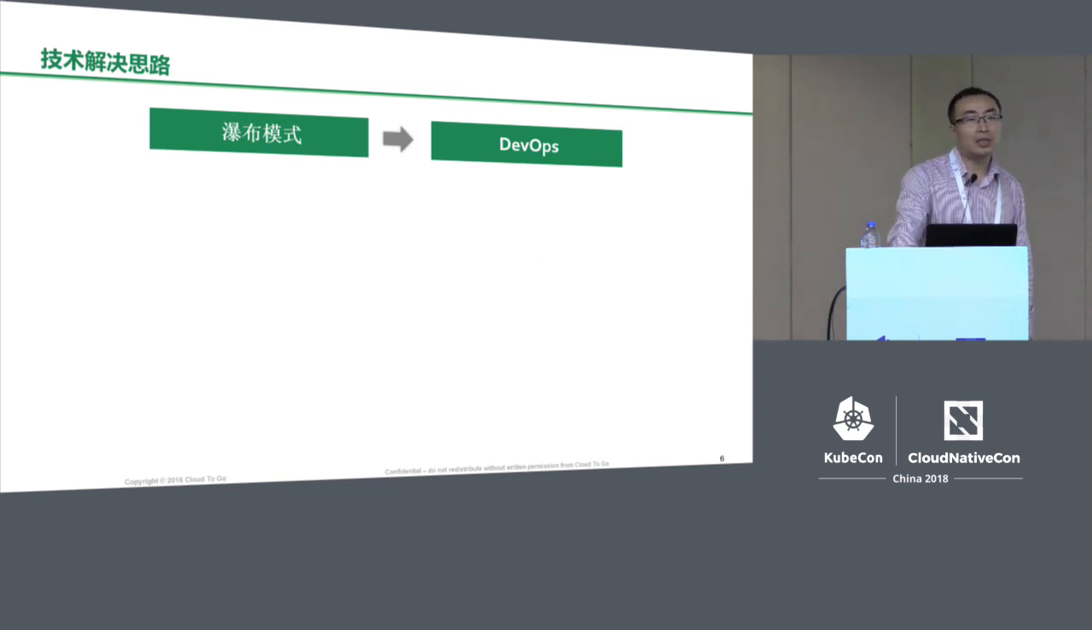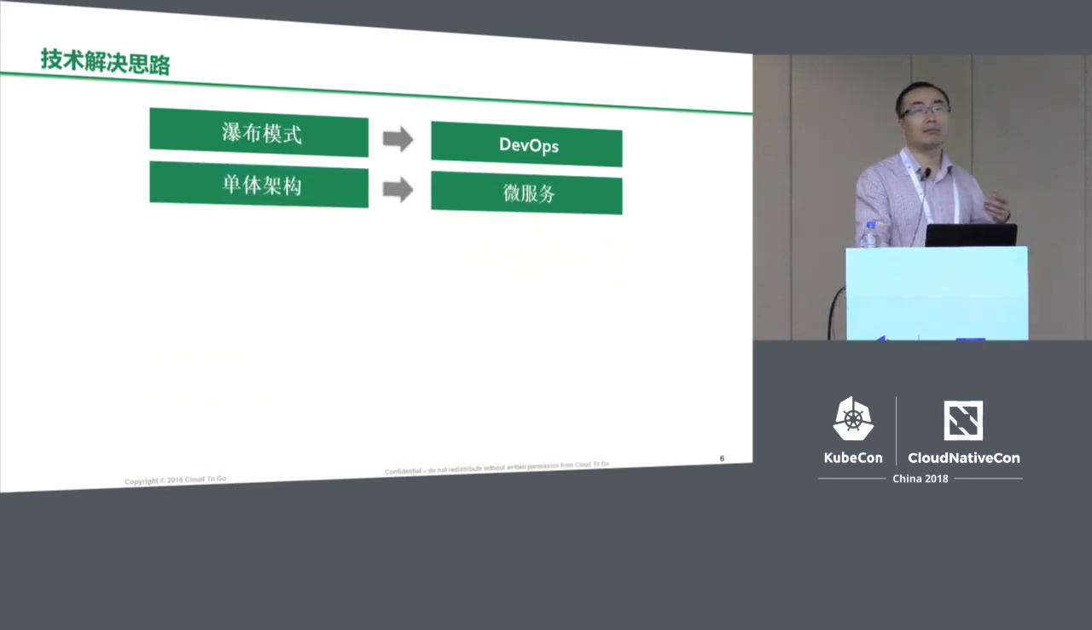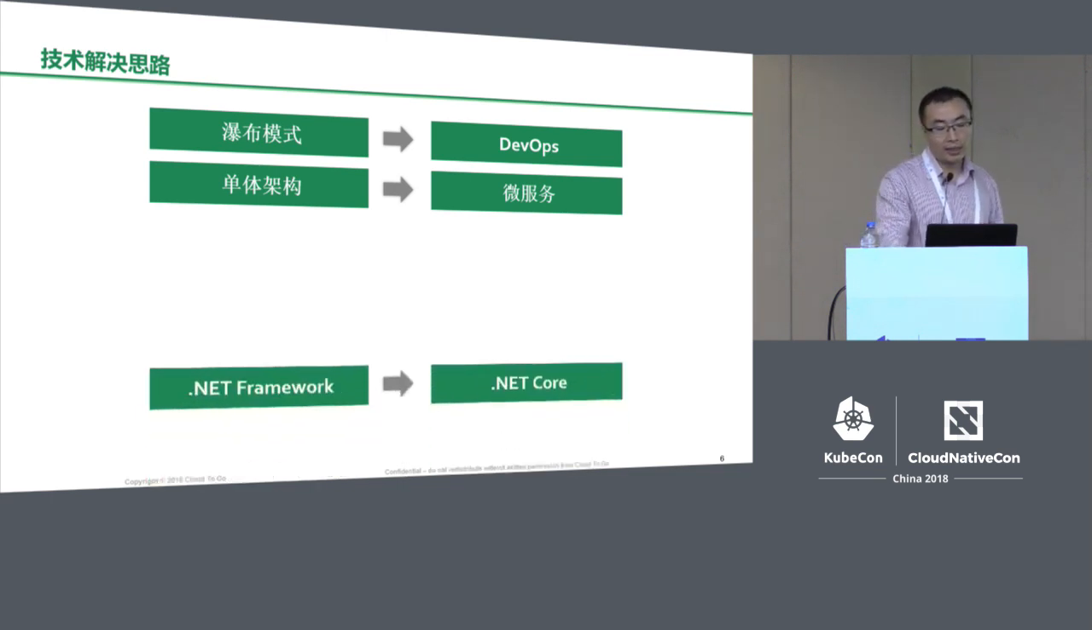So this is our thoughts. First of all, we might have this waterfall mode. Then we need to transform that into DevOps. So this is a transformation of thoughts and from the managing perspective. The second one is if we talk about .NET framework, then we can transfer that from the monolithic to a microservice structure.